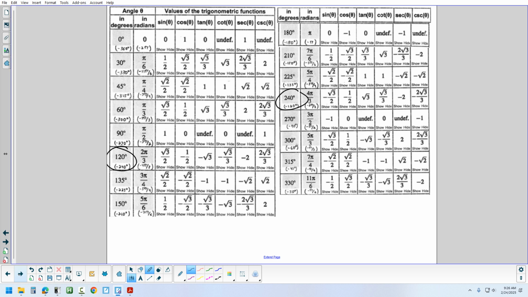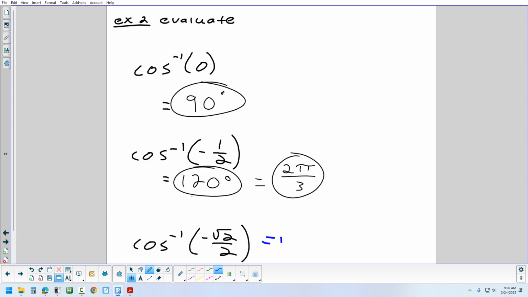How about inverse cosine of negative root 2 over 2? Anybody think they got that one? Yeah. 135. All right, so let's go down. Negative root 2 over 2. I found one between 0 and 180. I can keep looking, but I'm not going to find another one. All right, so it looks like negative root 2 over 2 is 135. Okay. Any questions on that?